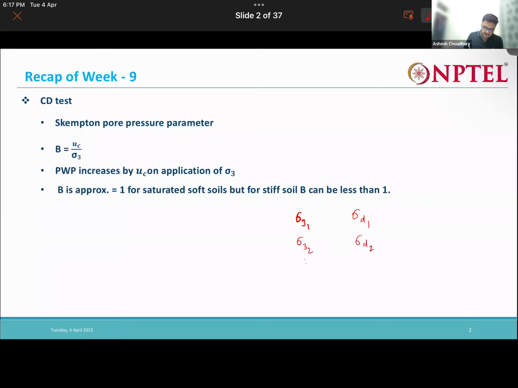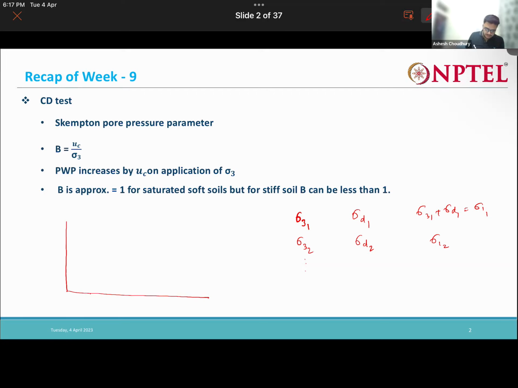Like this, you will be getting some deviator stress and sigma 3. So you will get my sigma 1 from there. This plus this will give my sigma 1, and like this here only we will get. So after we get that, what we need to do, we will plot it.